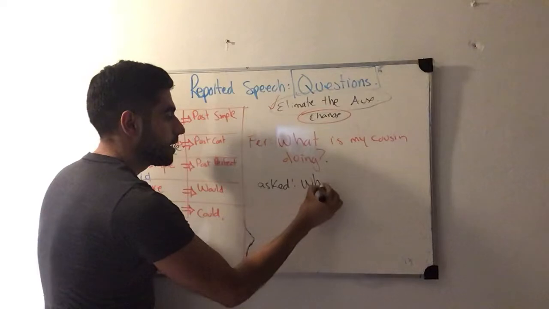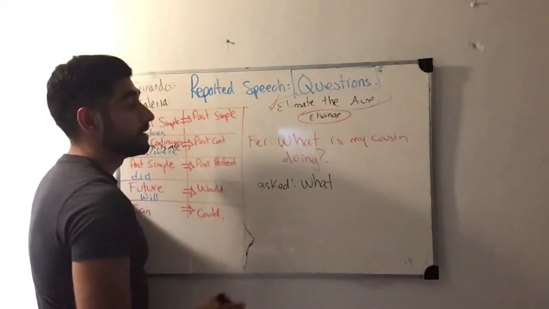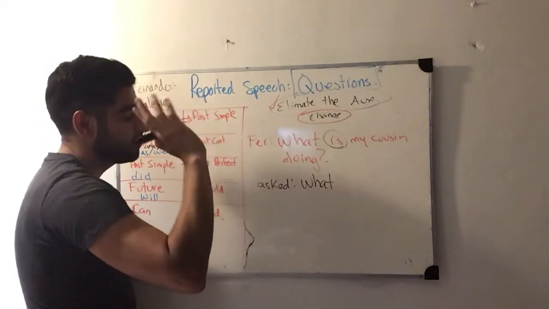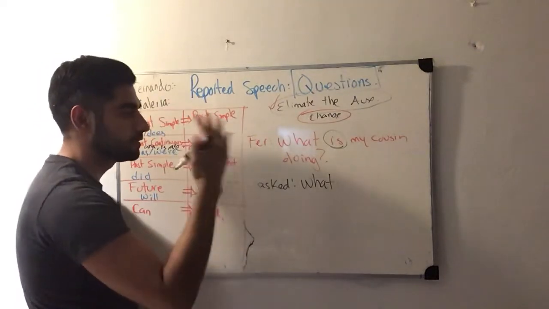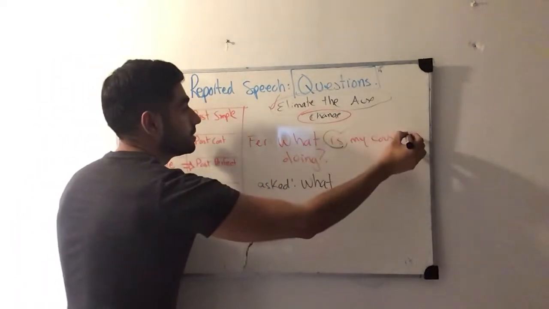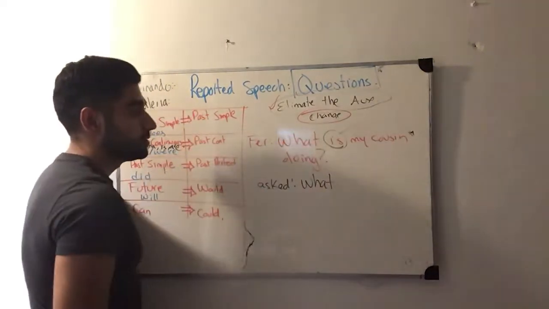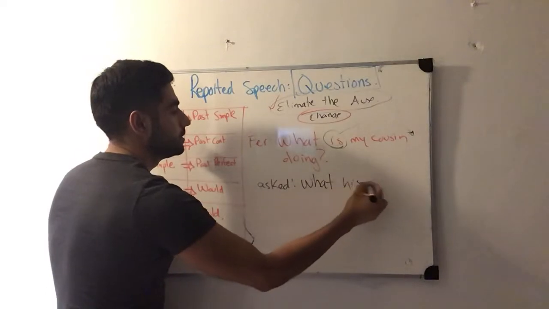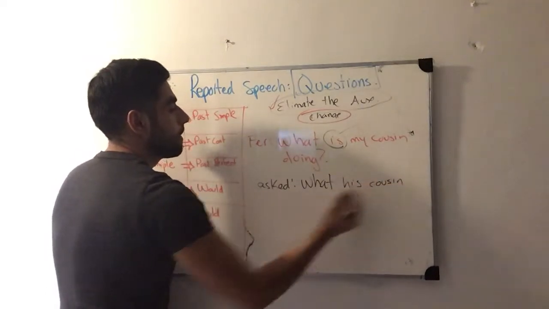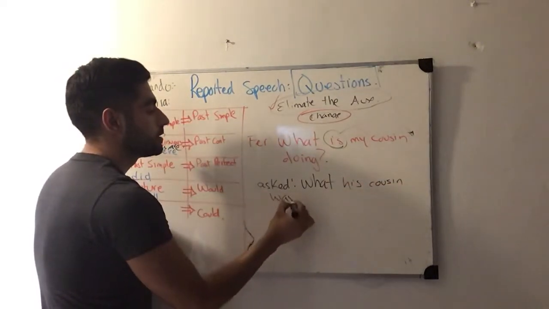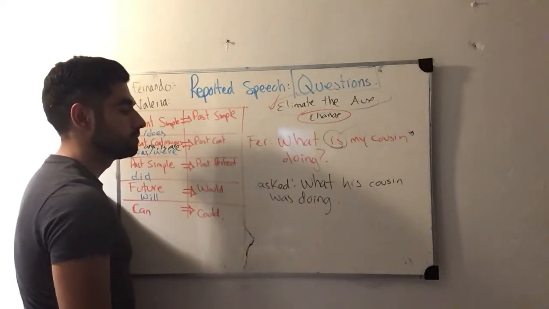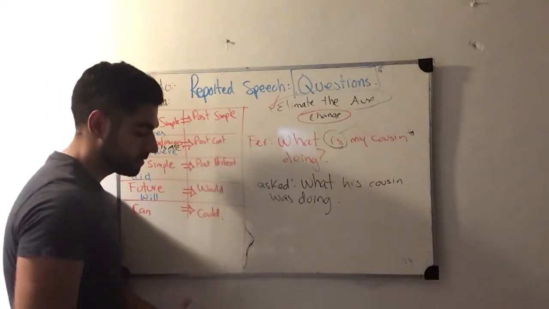So Fernando asked what, yes? In this case, the auxiliary one, let's suppose that it's an auxiliary, but in this case it's the verb to be. This one we have to change it after the subject, okay? So, what his cousin was doing. What his cousin was doing. Yes? There you go. That's the first example.